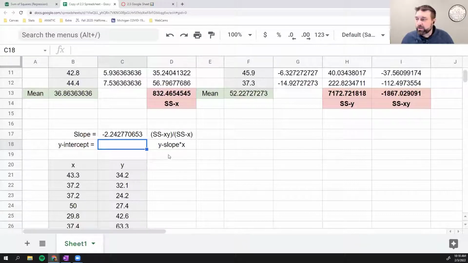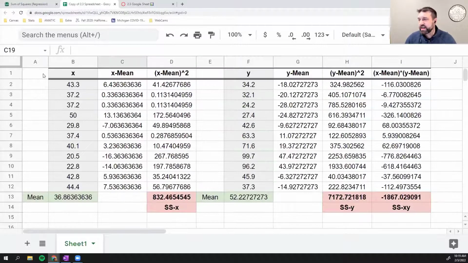We can find the y-intercept by using this formula. This is just a little algebra on y equals mx plus b. So we're going to say equals the mean of the y's, which is this coordinate 52.22, minus our slope times the x mean, or the mean of the x values. And there's our y-intercept, 134.9.